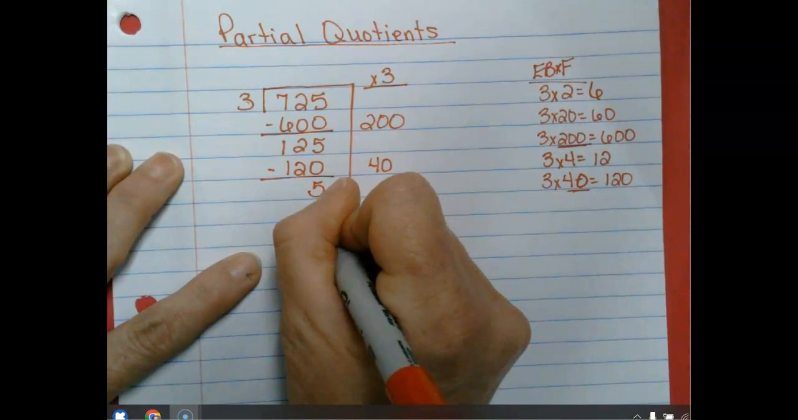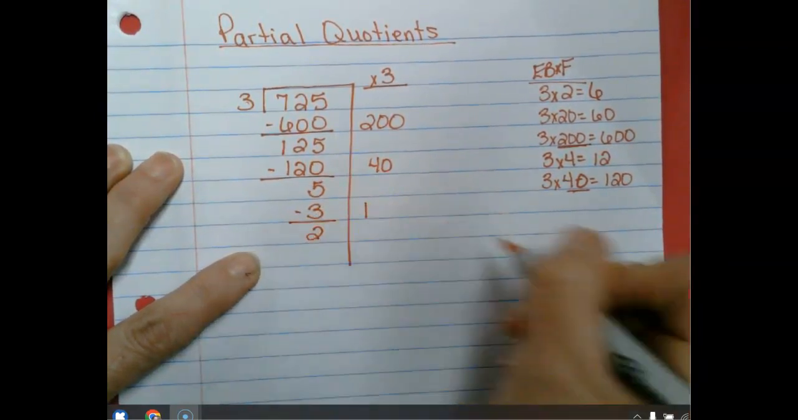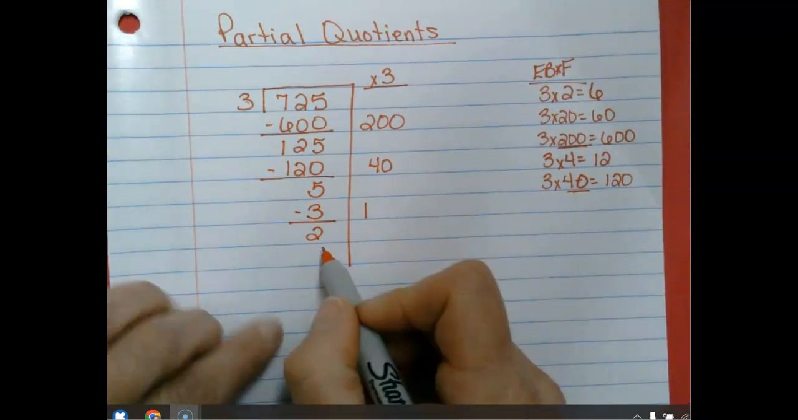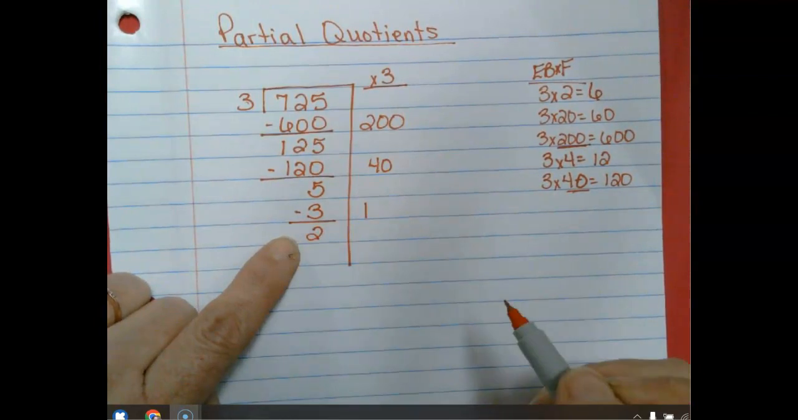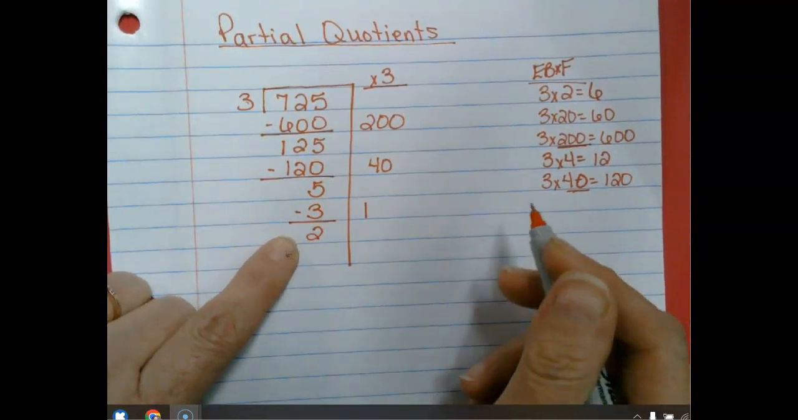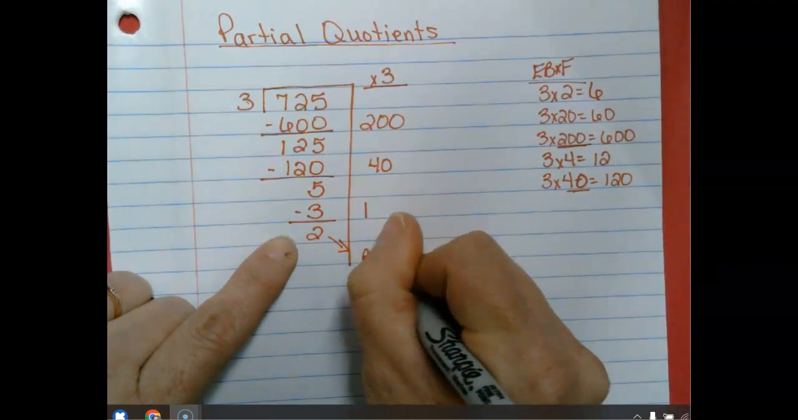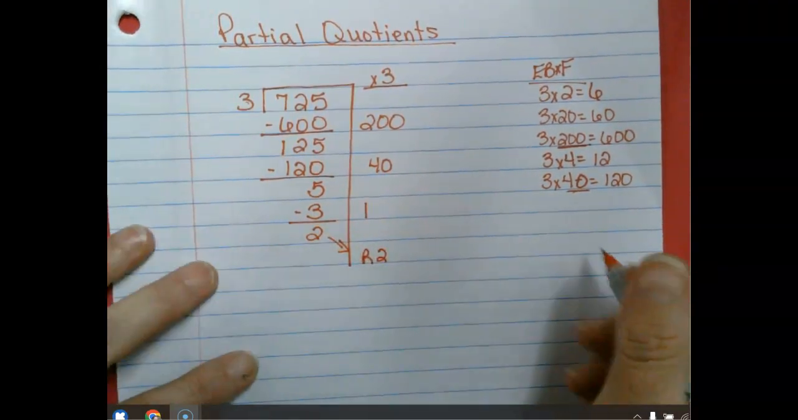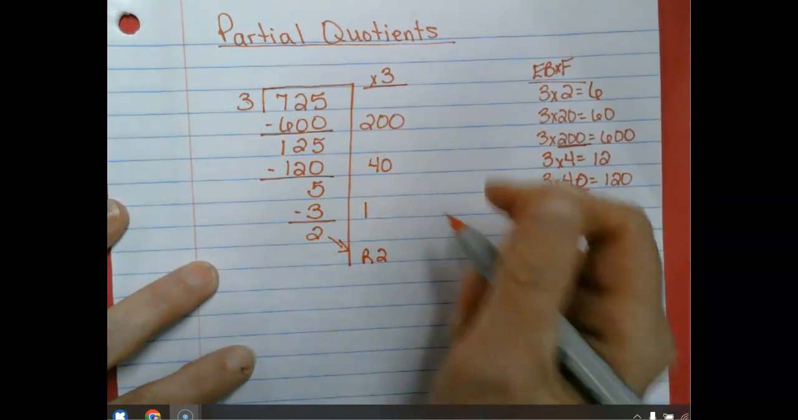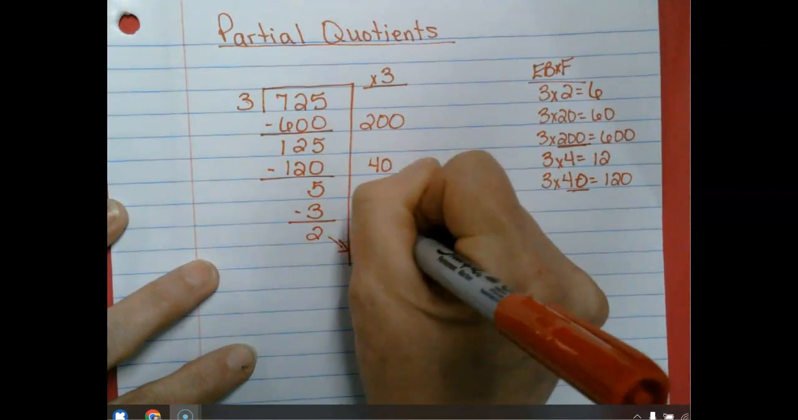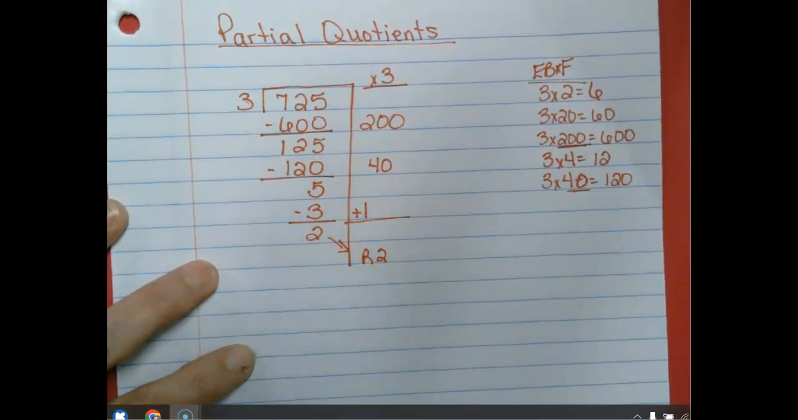3 times 1 is 3. And when I subtract 5 minus 3, I have 2 left. Now, can I split 2 into my groups of 3 equally? No, I cannot. So this 2 is going to be my remainder of 2. Now, all of these right here, boys and girls, are your partial quotients. So you're going to have to add them together, and whatever they equal is your total quotient.